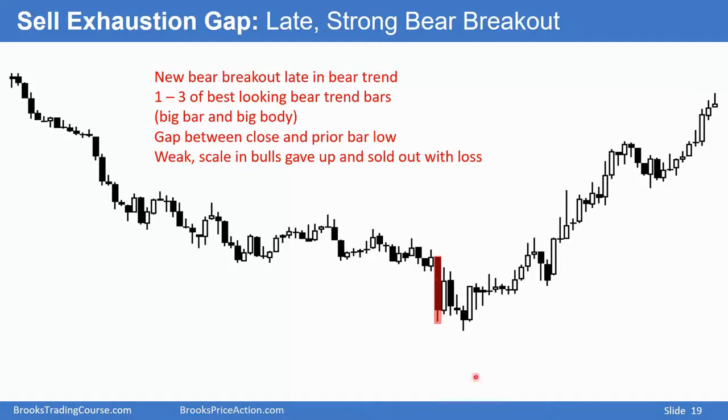Less likely, it'll be a measuring gap, leading to a measured move down. You can see the high of this bar slightly overlapped the low of that bar. So we have a negative gap, and we could have a measured move down.